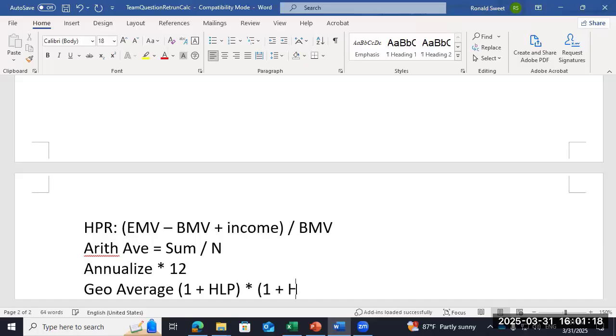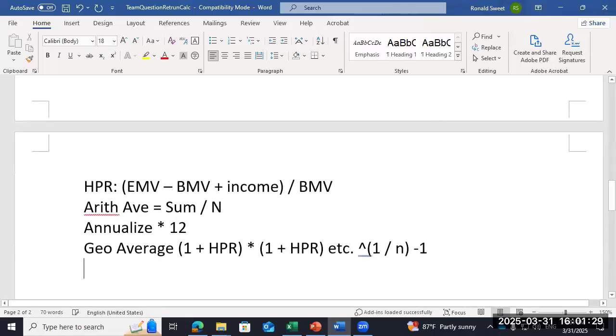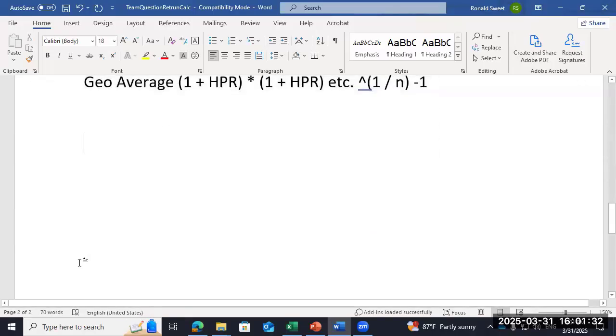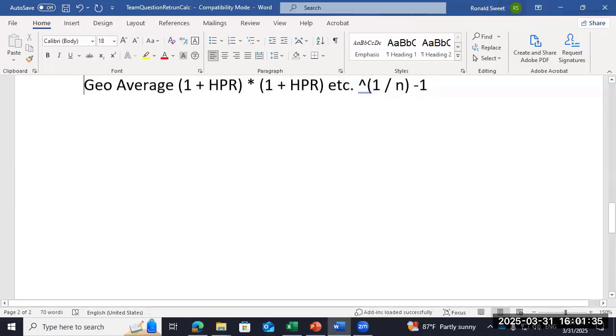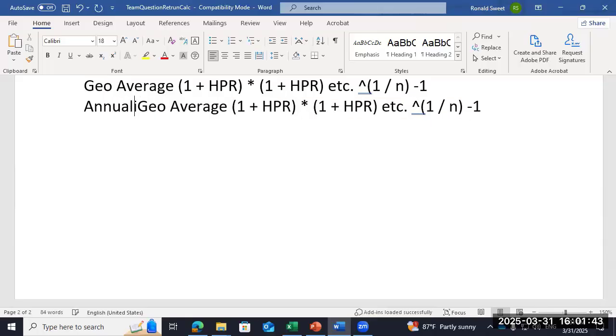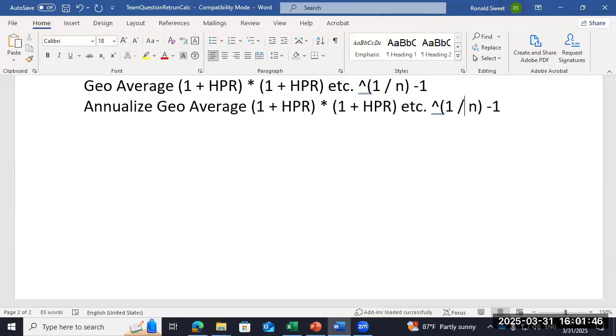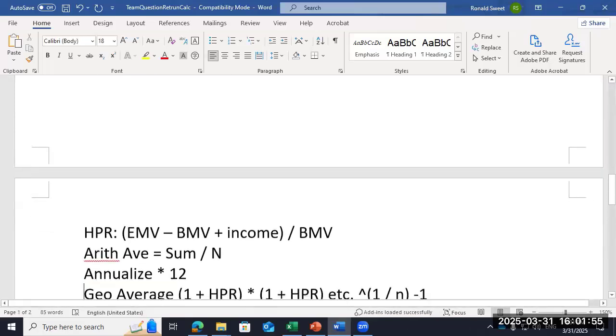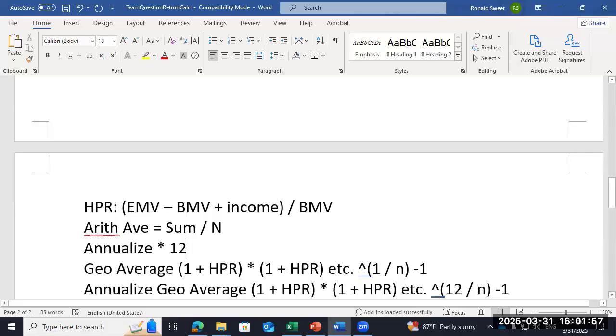I remember that holding period return. I can't type letters, but raised to the 1 over n, minus 1. And then you annualize. You do that, then you raise it to whatever the period is, 12 or 26 or 52, depending on what you're doing. So those are the formulas that you need. Then on the annualized, you have to put the footnote.